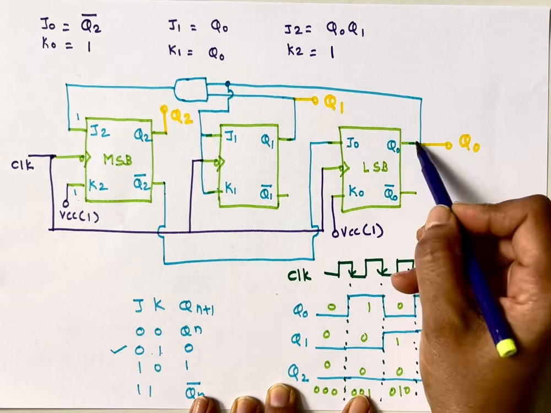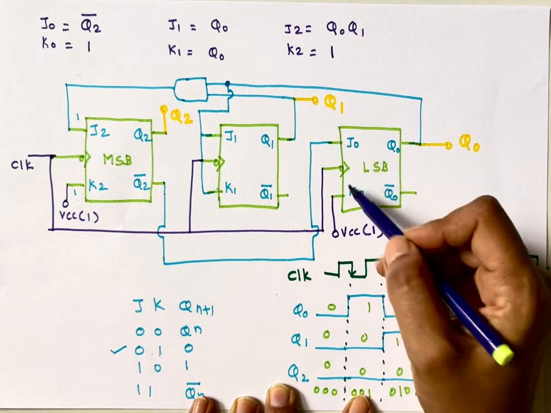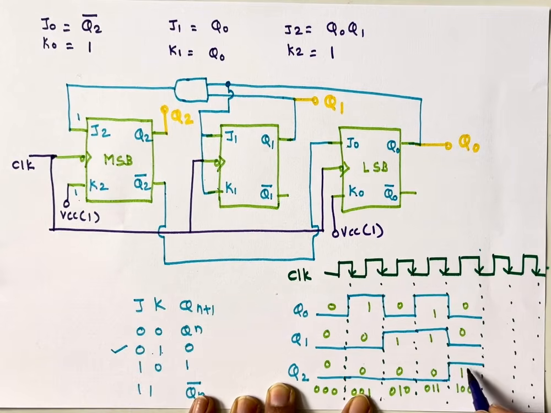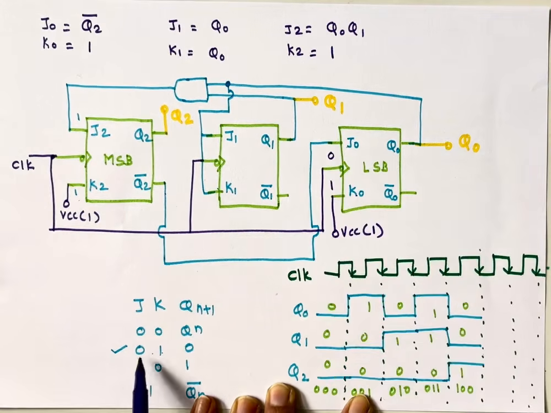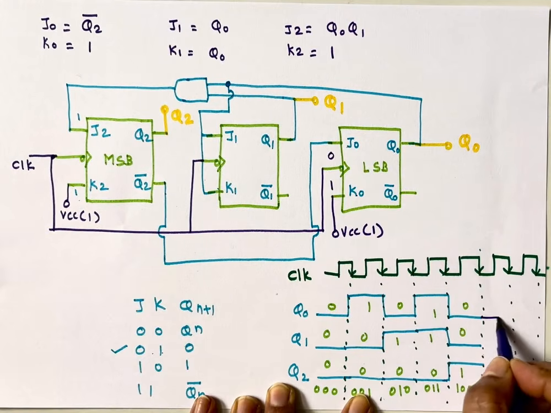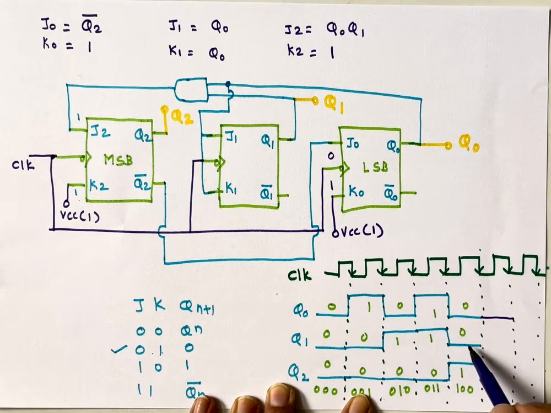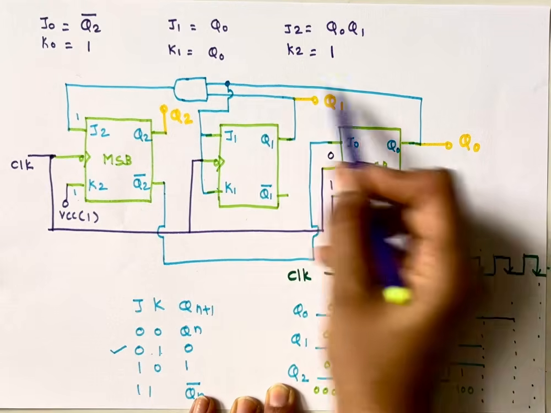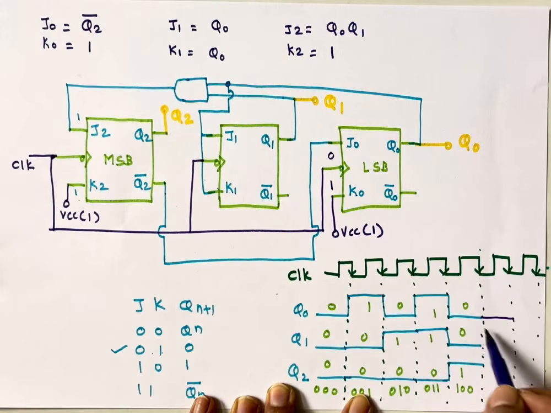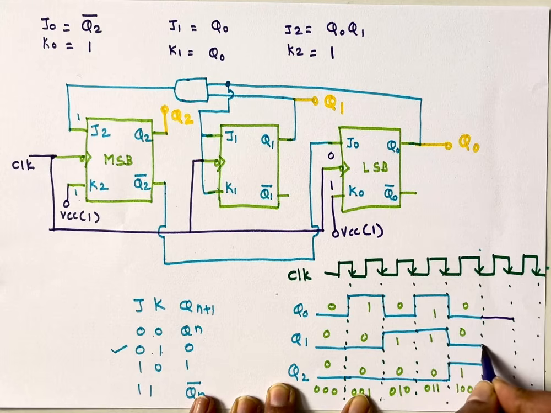See, Q0 depends on the value of J0. J0 is Q2 bar. Q2 is 1, and the bar of that is 0. So it is 0, 1. For 0, 1 the output is 0, so here it will remain 0. Q1 depends on J1, K1. J1 and K1 are connected to Q0. What is Q0 now? Q0 is 0. So when both inputs are 0, the next state will remain the same as present. So present is 0, so next will also remain 0. This is 0. This is also 0.